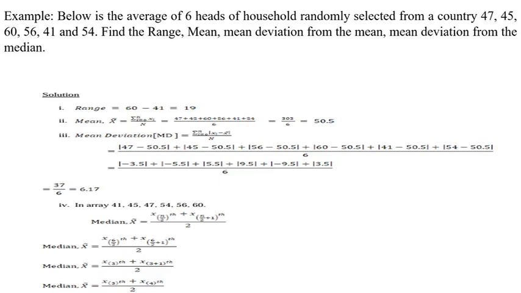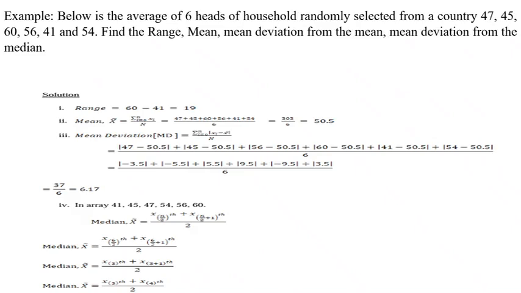So, example: below are the averages of 6 sets of households randomly selected from a country: 47, 45, 60, 56, 41, and 54. We should find the range, the mean deviation from the mean, and the mean deviation from the median. The range will be the highest minus the lowest, which is 60 minus 41. That will give us 19.